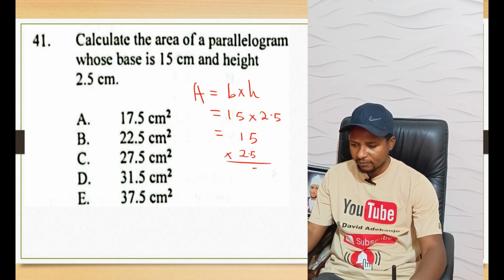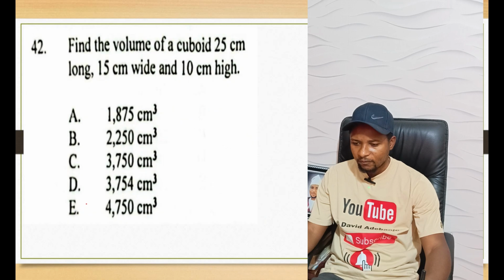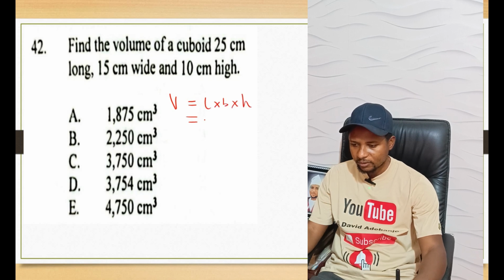5 times 5, 25, carry 2. 5 times 1 is 5 plus 2, that's 7. 2 times 5, that's 10, carry 1. 2 times 1, 2 plus 1, 3. So you have 7, 3, and 1 dp. You put it back, and that is it, 37.5. So option E is the right answer. 42. Find the volume of a cuboid. Volume of a cuboid is length times breadth times height. You can also call it length times width times height.